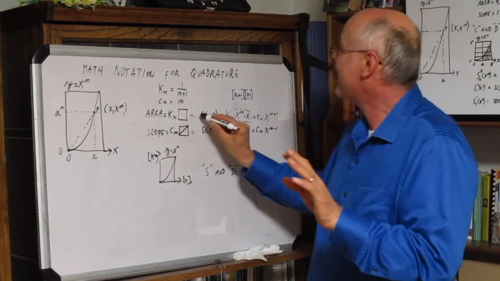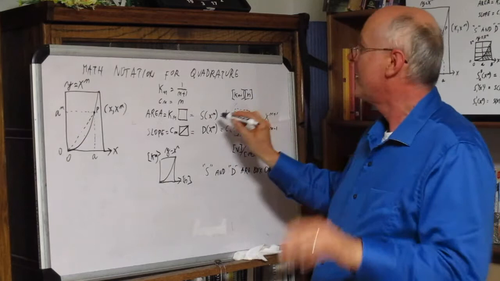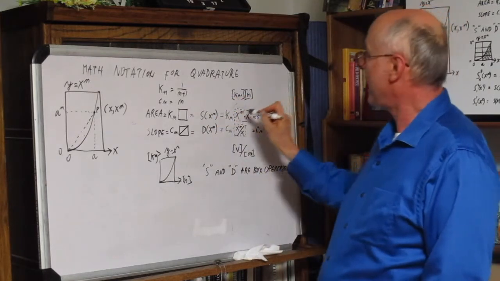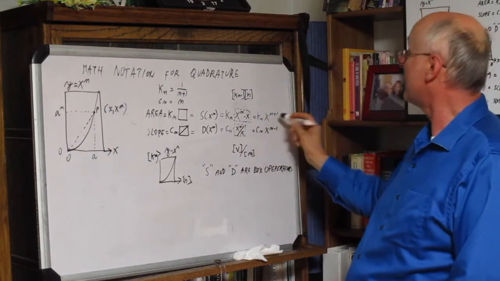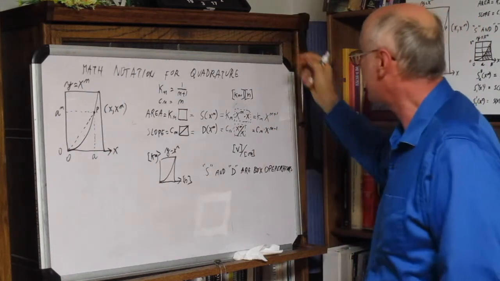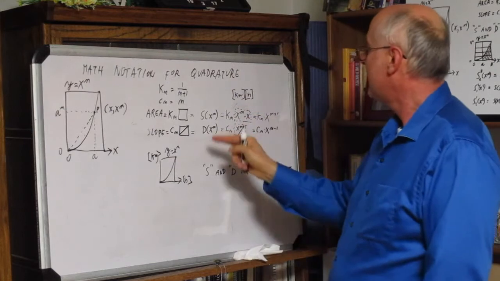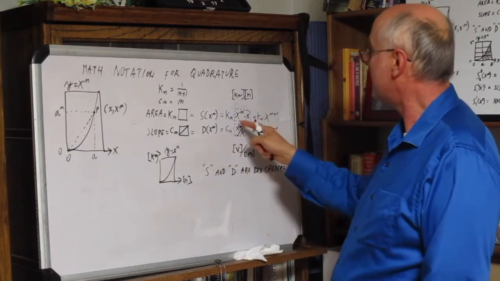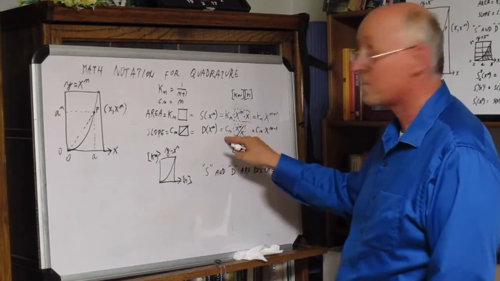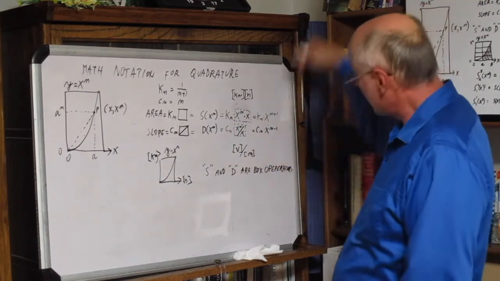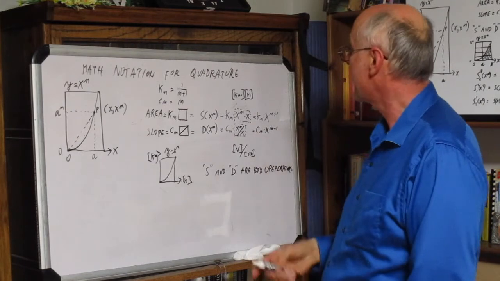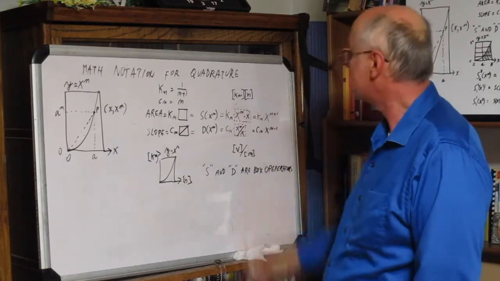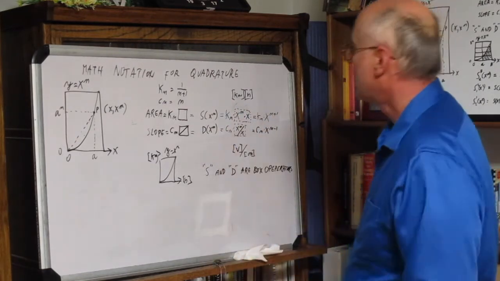So I define that as a simple operation. S of x to the n: raise the power by one and you've got it, x to the n divided by x, times 1 over n plus 1. And D of x to the n is x to the n divided by x times n. You're lowering by 1 degree times n, and you're done. Okay?